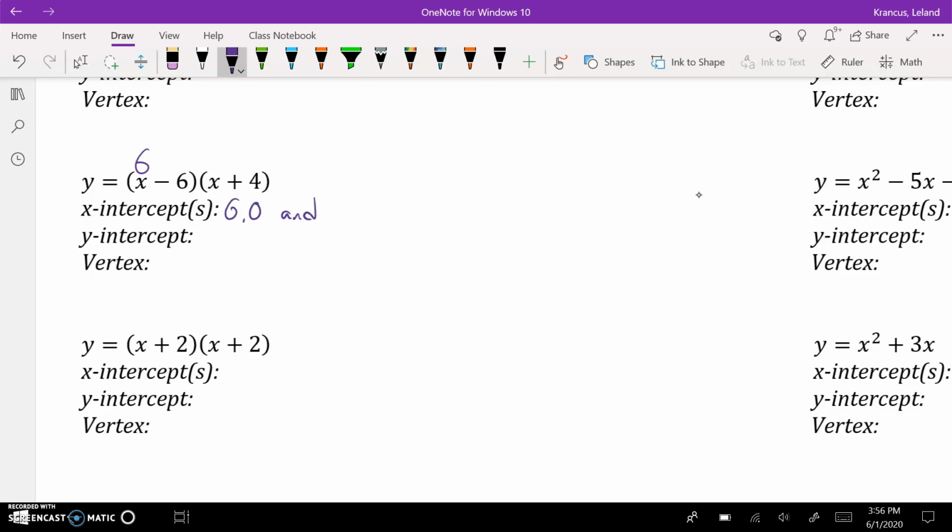Our other x-intercept would be at negative 4, because if x was negative 4, negative 4 plus 4 is 0. On the other expression, it would be negative 4 minus 6, which is negative 10. But remember, if the expression on the right has a value of 0, it doesn't matter what the expression on the left is. 0 times anything is 0. So our other x-intercept is negative 4, 0.